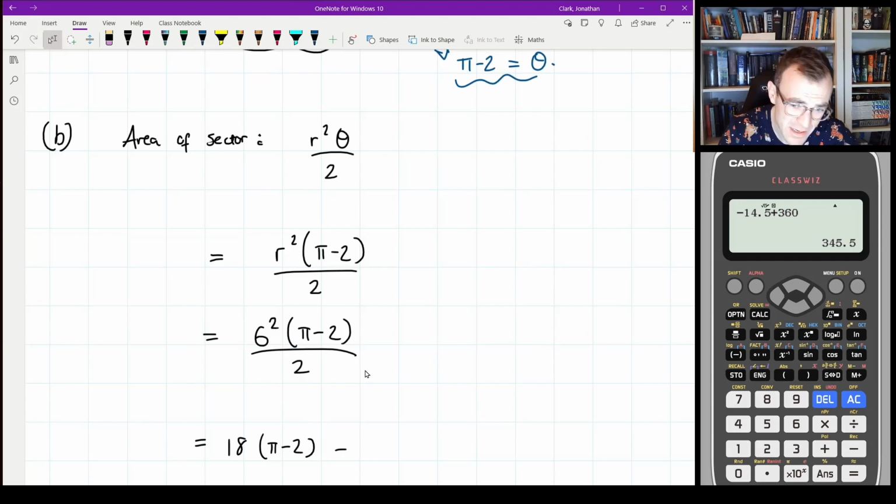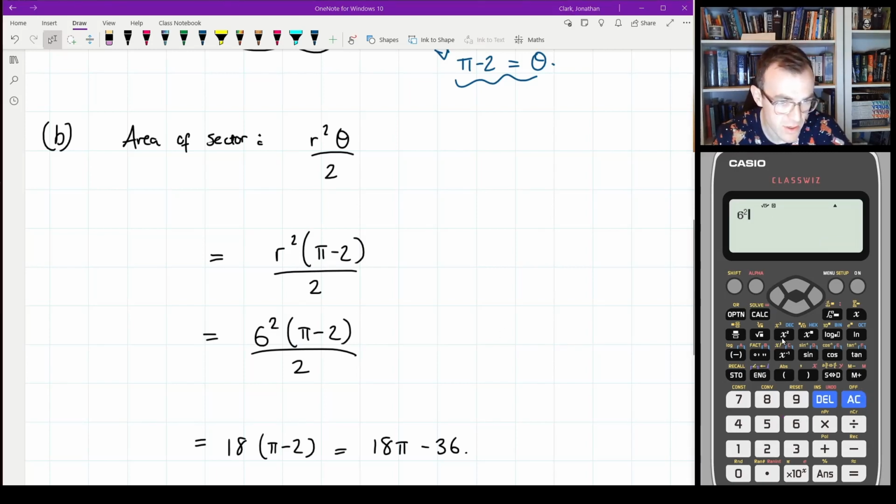Or maybe I could probably leave my answer like this actually: 18 pi take away 36. Let's just work it out on the calculator anyway. 6 squared, pi, where's pi? There it is. Minus 2 all over 2.